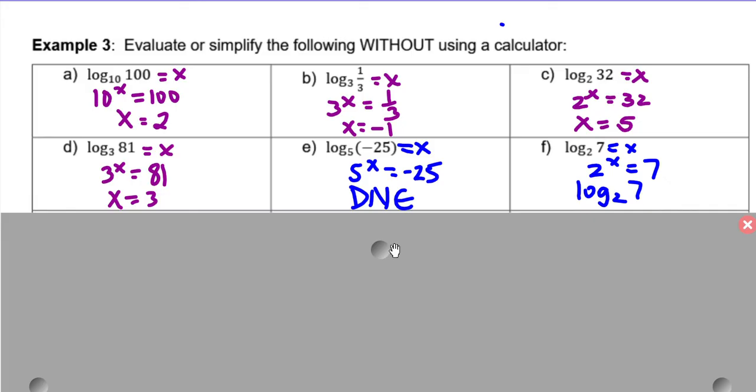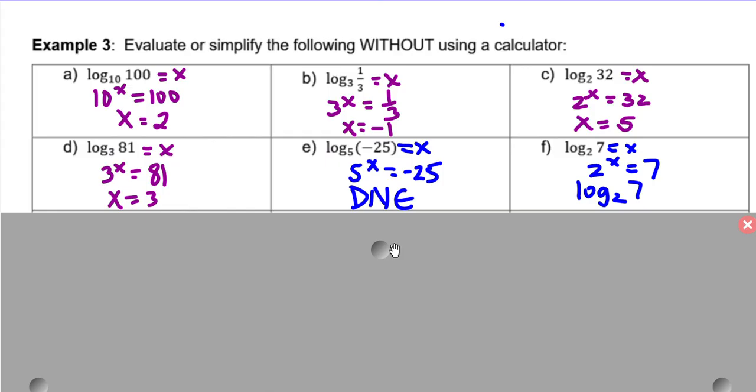Now, let's look at E. We have log base 5 of -25 is equal to x. To convert this, I would do 5 to the x is equal to -25. This does not exist because the log of a negative number is undefined.